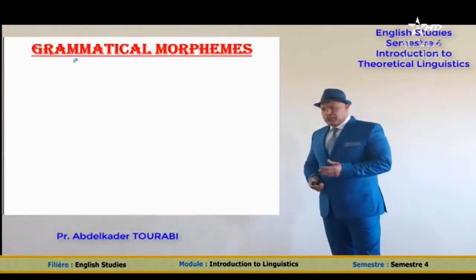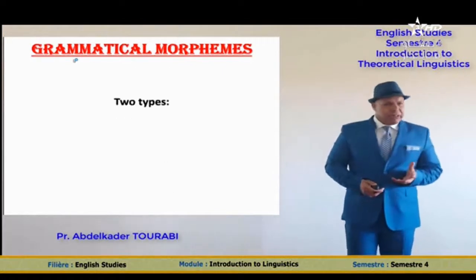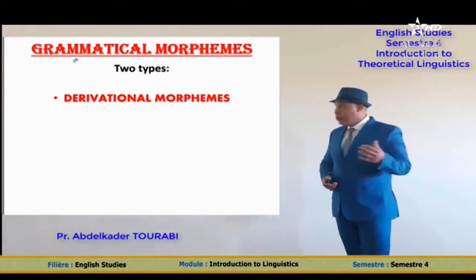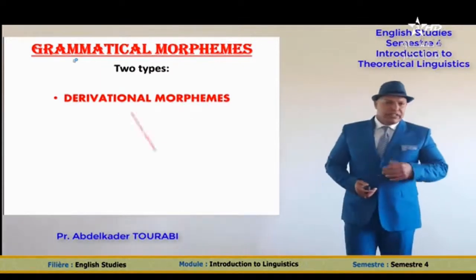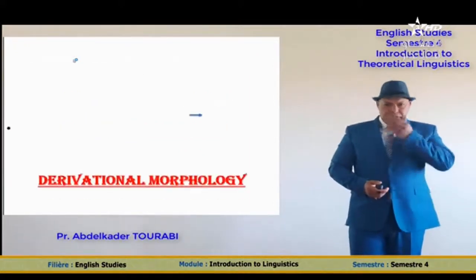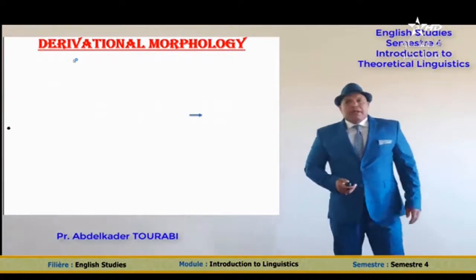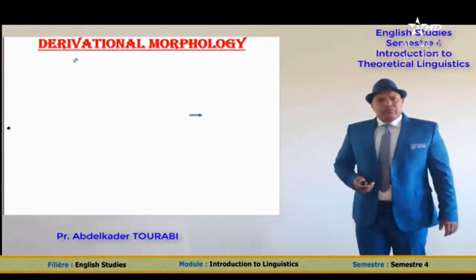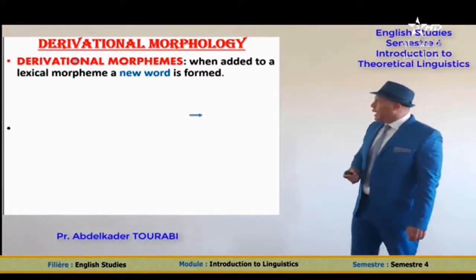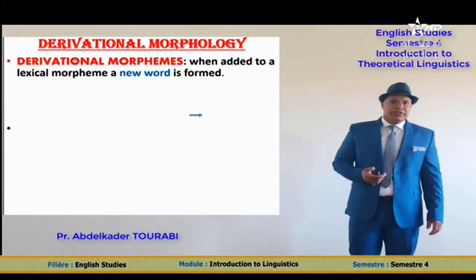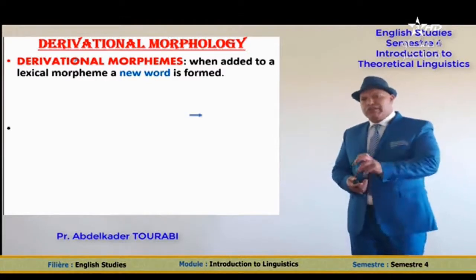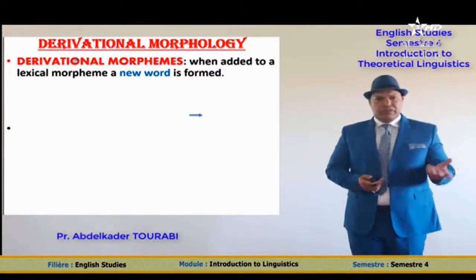Now we go to grammatical morphemes. Grammatical morphemes are of two types. We have derivational morphemes, which comes from the word to derive, and we have inflectional morphemes, from inflection. What do we mean by those? Derivational morphology. Derivational morphemes, when added to lexical morphemes, form a new word. That's why it is called to derive one word from another word.